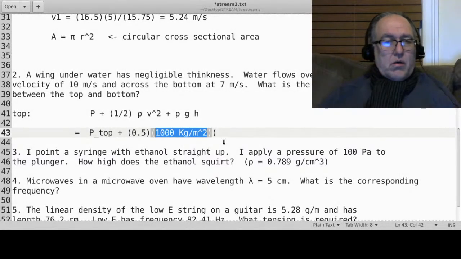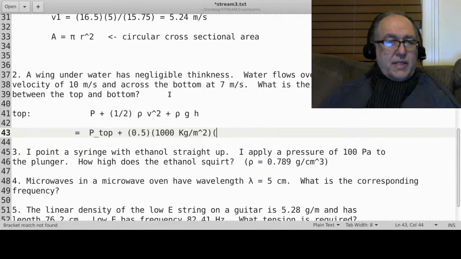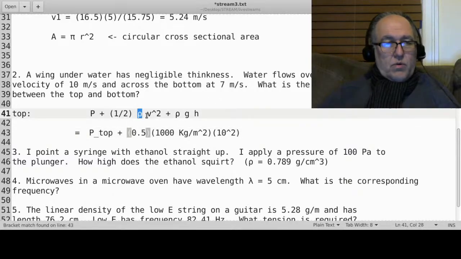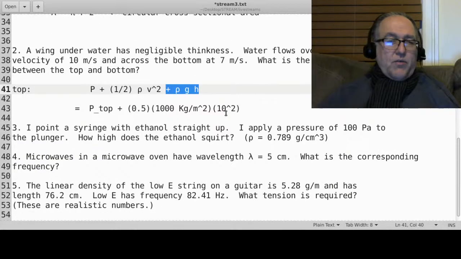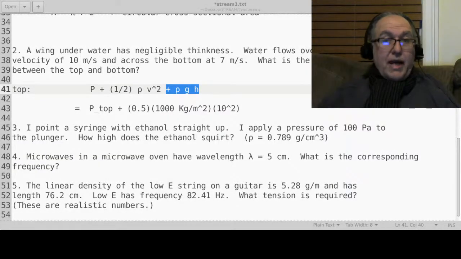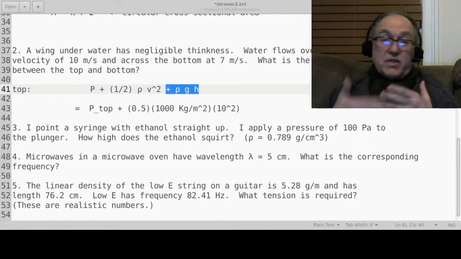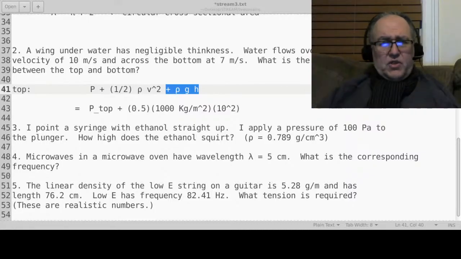So there's that. And then what's the velocity at the top? 10. Okay, and that's got to be 10 squared. So there we go. There's our 1/2 rho V squared. And then plus the rho GH, but guess what? We're just going to drop it. And you might say, well, why do you drop it? Because negligible difference in height, whatever rho GH is equal to, it's the same for both top and bottom, and it'll just cancel out when we set the two equal to one another.